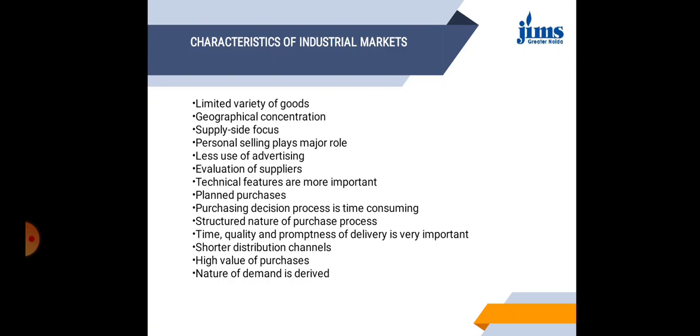Next is time, quality and promptness of delivery is very important. As a normal consumer, we may sometimes compromise on the quality or untimely delivery, while if I talk about industrial markets, the timely delivery, quality and promptness of delivery is very important. The companies may tend to lose a customer in case any of these is compromised at any point of time.